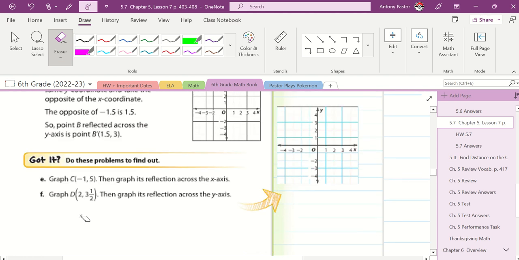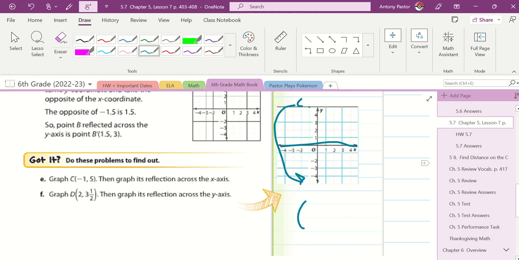Graph C, -1, 5. So I'm going to go -1 and then up 5, which would be right there, and that's point C. Then graph its reflection across the x-axis. Remember, the x-axis is what is being folded, so it's going to be reflected this way. So again, -1, 5. Since it's across the x-axis, our x-coordinate stays the same. We are changing the other one. So this would be -1, -5. -1, -5, and it would be right there somewhere.